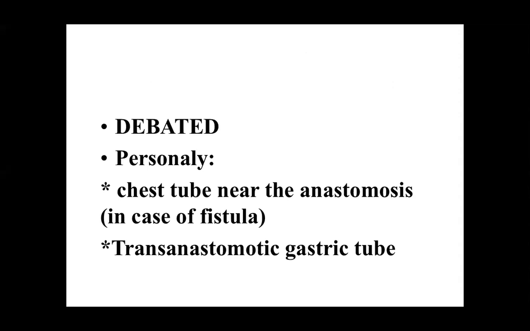Personally, I put a chest tube near the anastomosis in case of fistula, and I will put a transanastomotic gastric tube, because this tube will help me to feed the patient early, 2 or 3 days after the surgery. And also it can be useful in case of a fistula.